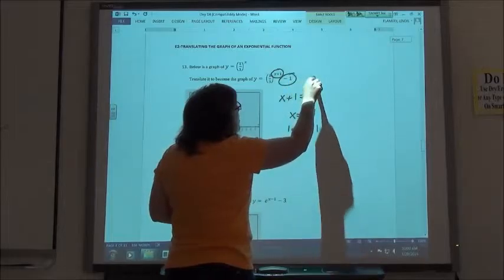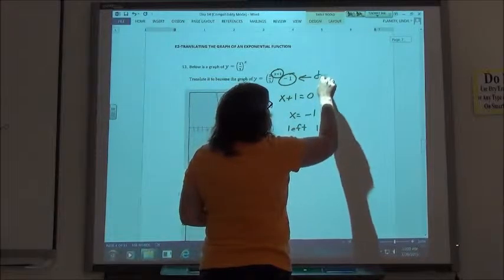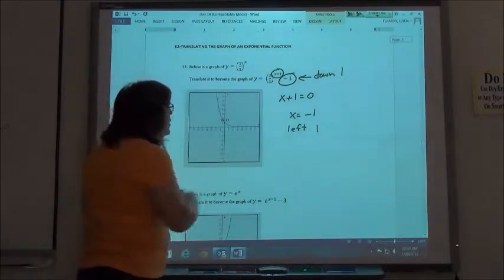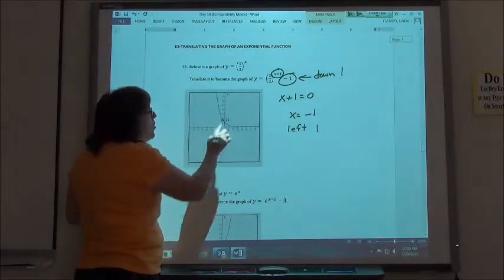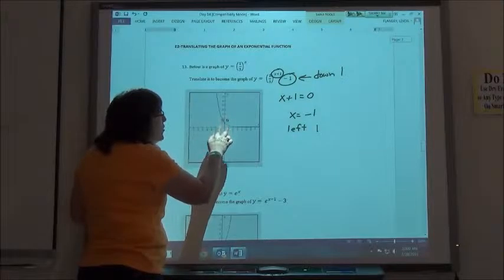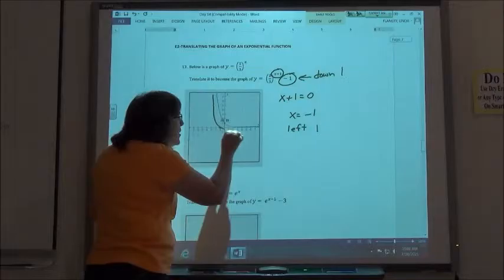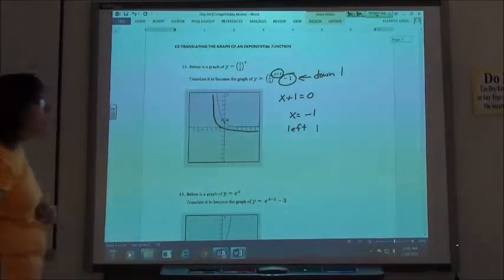This number here is the up or down. If it's negative, it's going to move it down. So what we're going to do is use that little hand tool. We're going to move it to the left one and down one, which means it's going to drop it right there. And then it's just going to redraw your graph where you dropped it off.